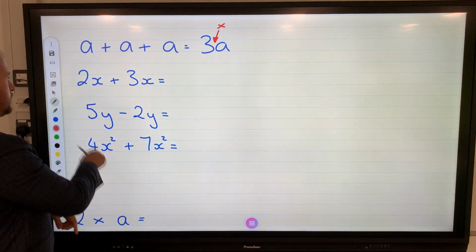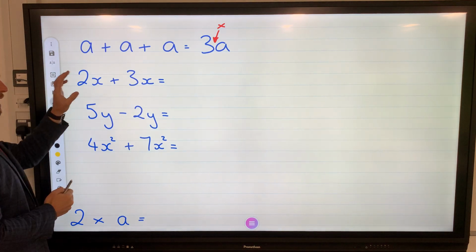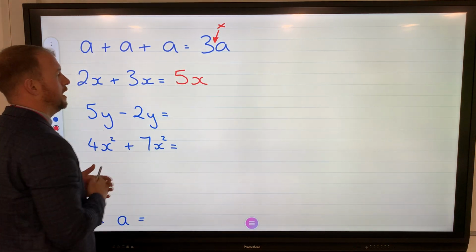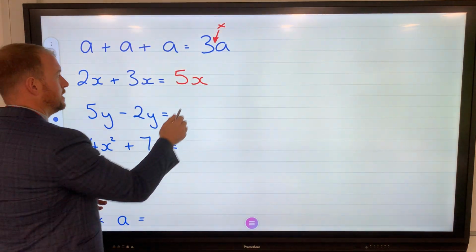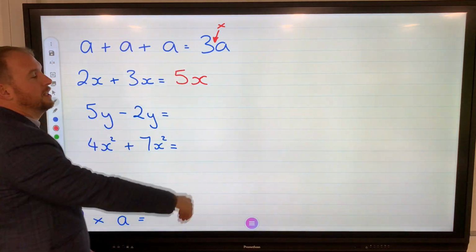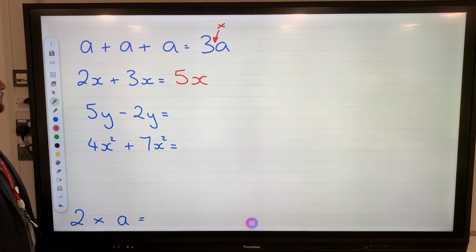So here I've got 2x plus 3x. Well, 2 add 3 is 5. So if I add 2 x's and 3 x's, I have got 5 x's. Literally as easy as that. You need to remember there is an imaginary times sign in the middle. I've got 5 lots of x.